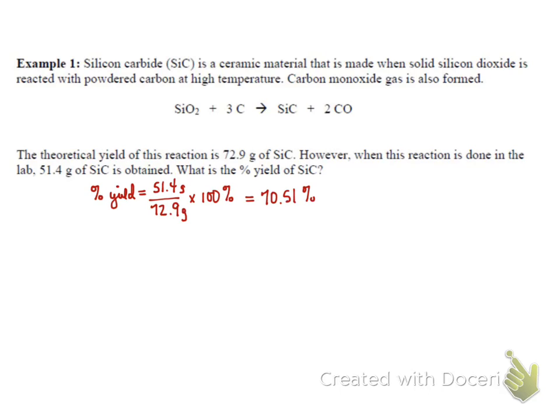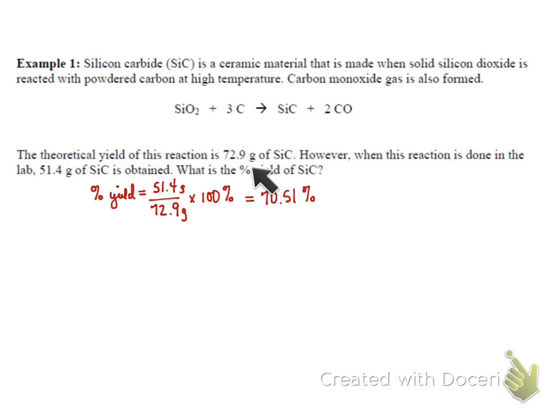First example, silicon carbide is a ceramic material. It's made from solid silicon dioxide, SiO2, reacts with powdered carbon at high temperatures, and it makes silicon carbide, SiC, and it also makes carbon monoxide. So here we are given the theoretical yield, which is 72.9 grams. Usually we are going to calculate this number.